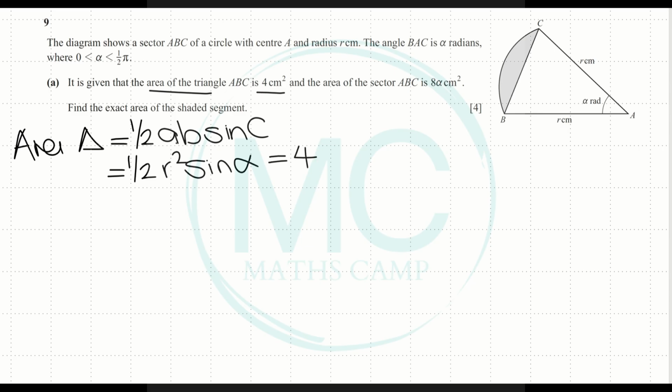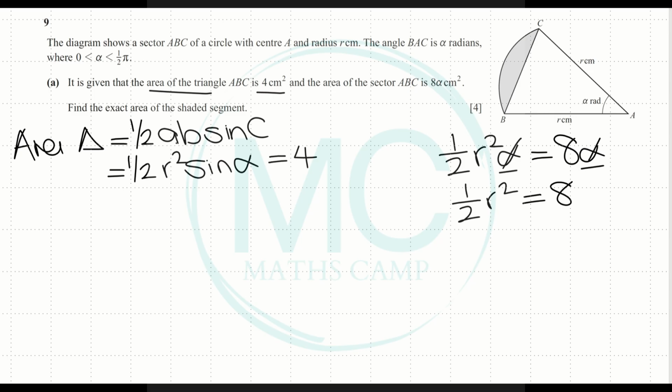The area of a sector takes on the equation 1/2 r squared multiplied by the angle, which in this case is alpha. We know the area is 8 alpha centimeters squared. This equation has an alpha on both sides, so we can cancel them out, and we get 1/2 r squared is equal to 8.